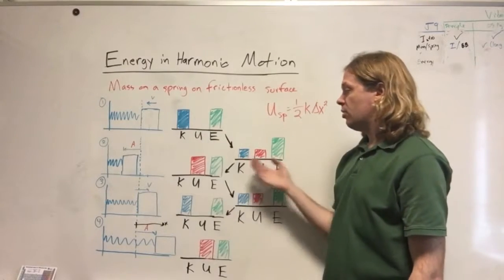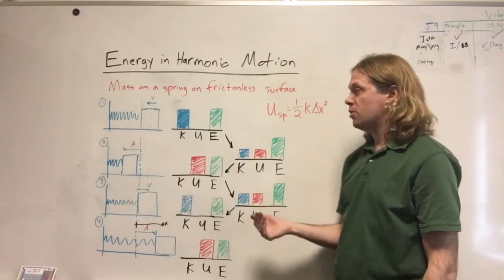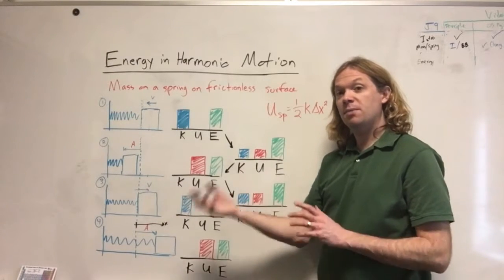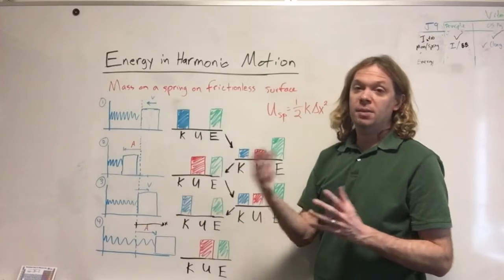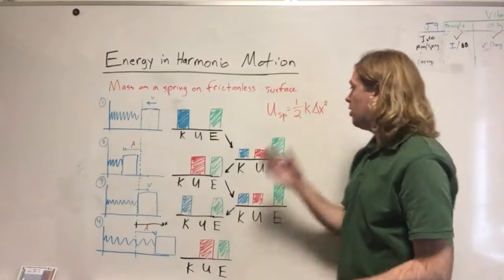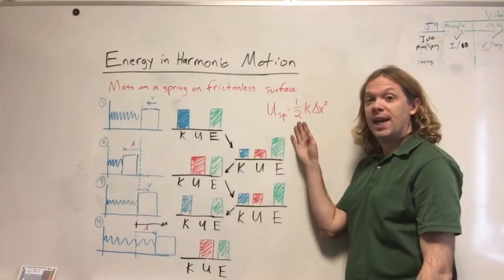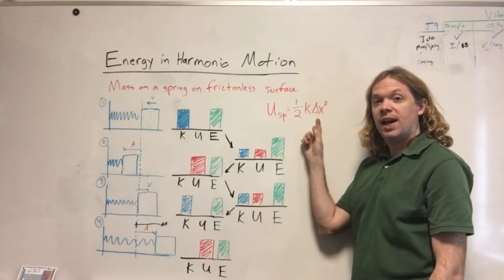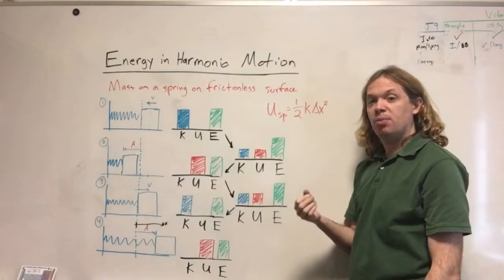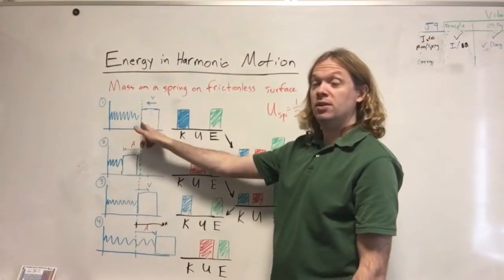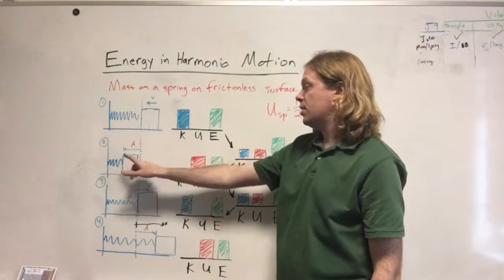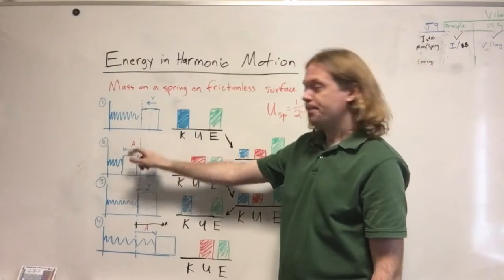So I have here written some energy bar graphs. These are just pictorial representations of what the energy is doing as it gets traded between kinetic energy of the block and the potential energy of the spring. Recall that the potential energy of the spring is 1/2 k delta x squared. That k is the spring constant, and that delta x is just the amount the spring is compressed. So if there's no compression in the spring, delta x is 0. And if it's at its maximum compression, delta x is equal to A.